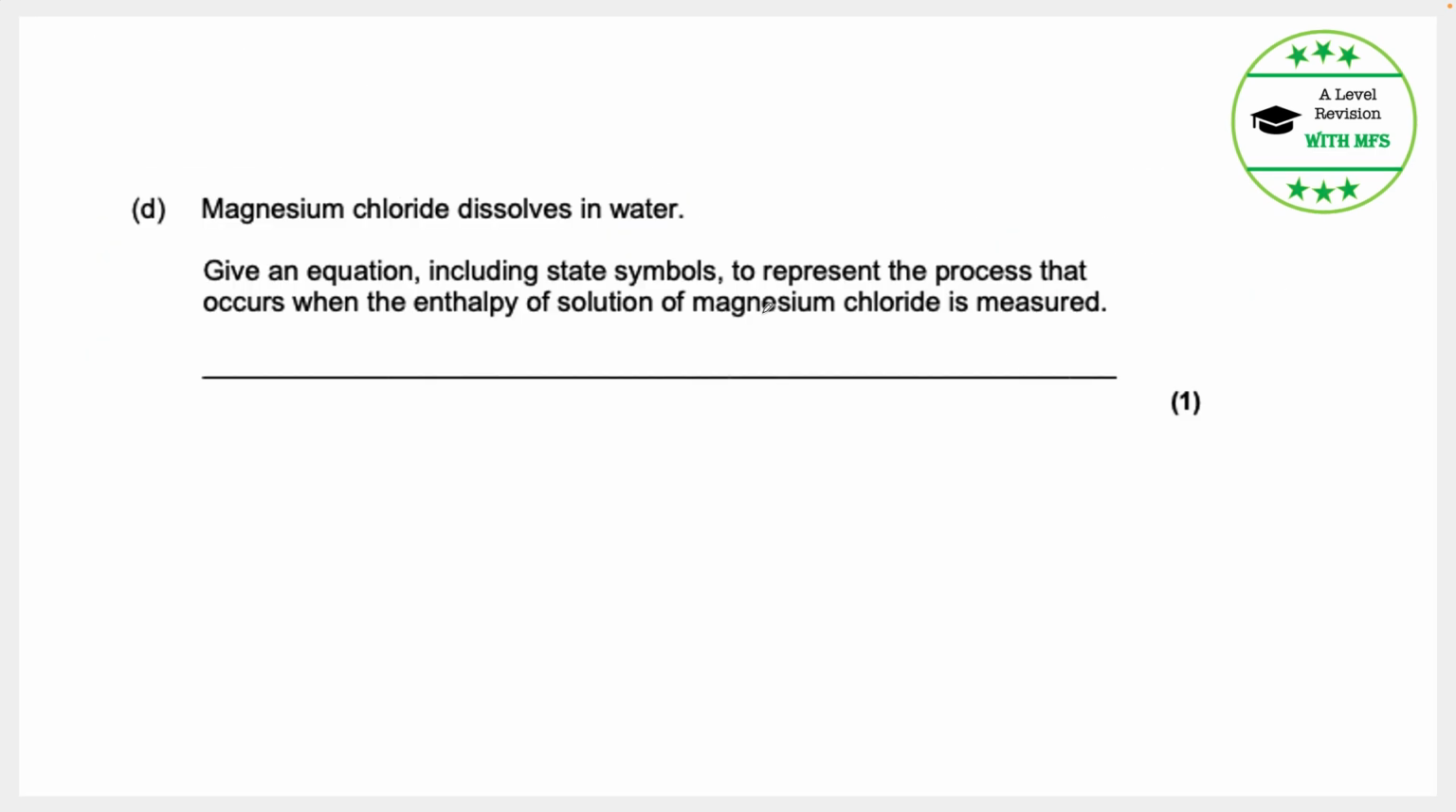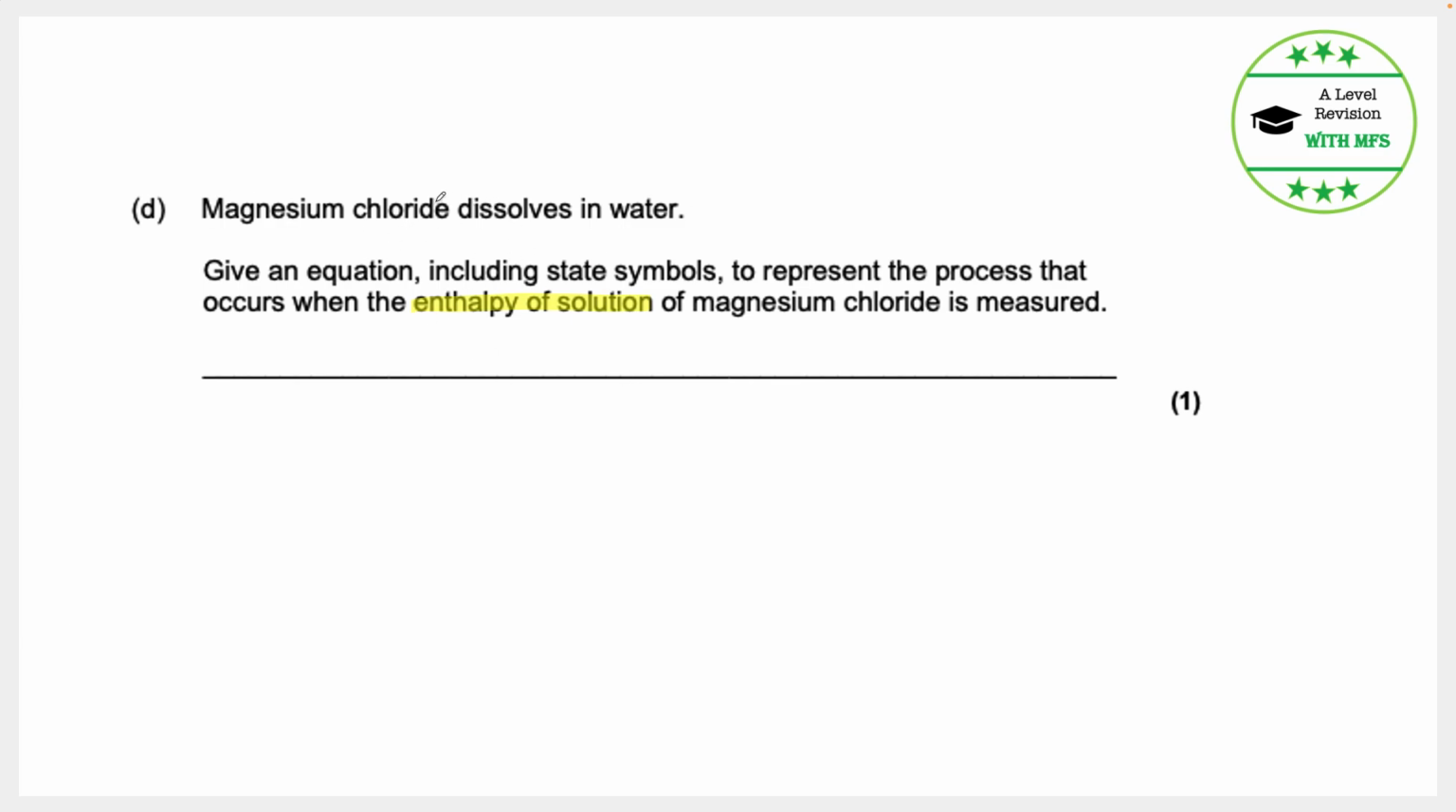Moving on, it says magnesium chloride dissolves in water. Give an equation including state symbols to represent the process that occurs when the enthalpy of solution of magnesium chloride is measured. Now the key part here is the enthalpy change of solution. Whenever it says solution, think about it as dissolved in water. When something's dissolved in water, it's aq. That's the state symbol that you need.